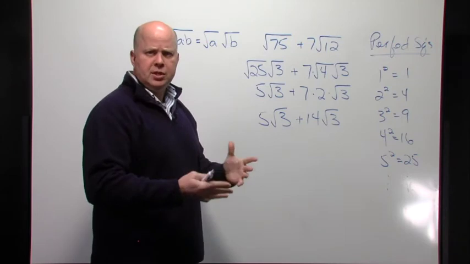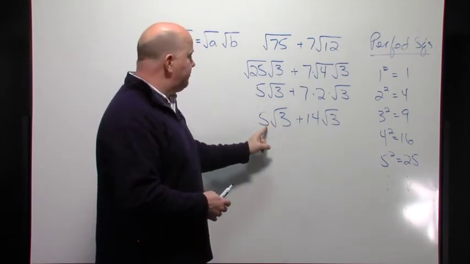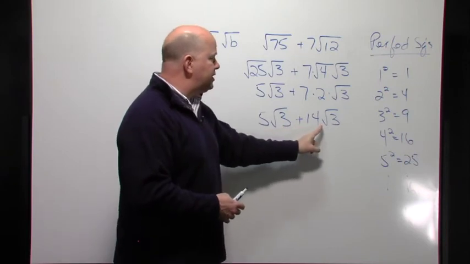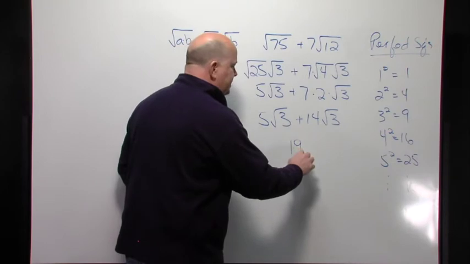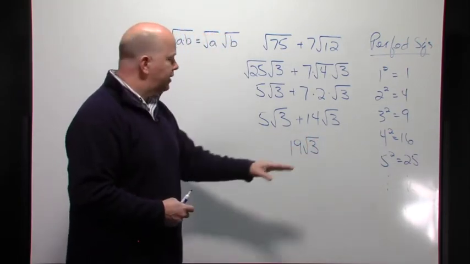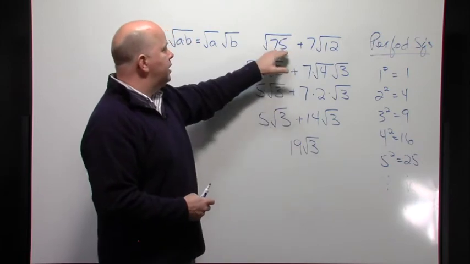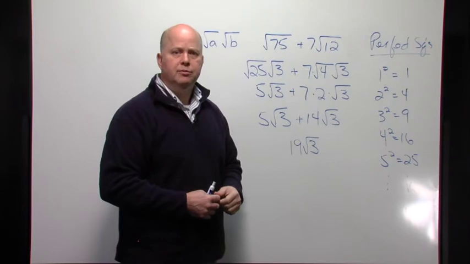And mathematicians sometimes like to cut corners, so you'll understand that. So here we have 5 of these things plus 14 of these things. So in total, we have 19 of those things, the square root of 3. And this represents the simplification of the square root of 75 plus 7 square root 12.